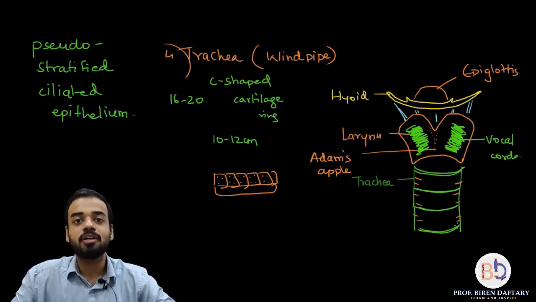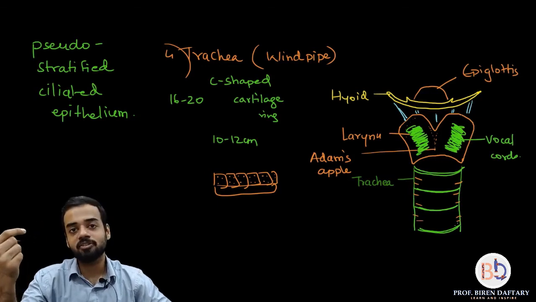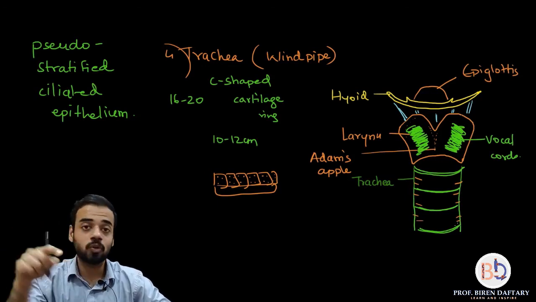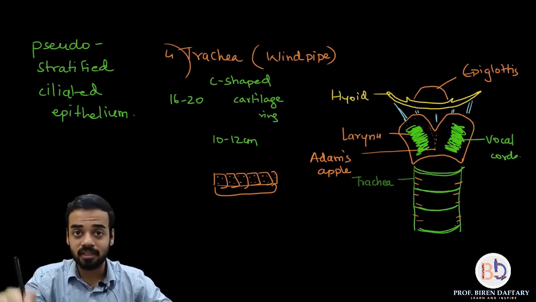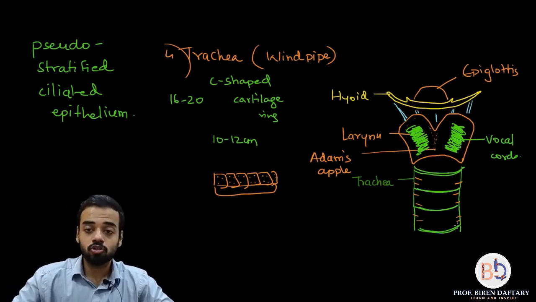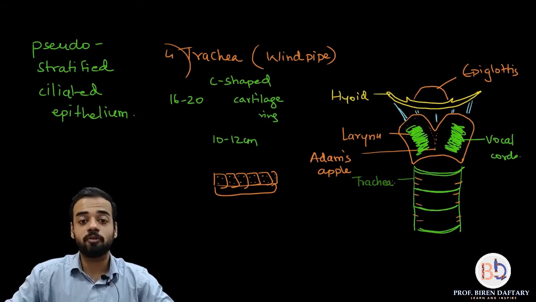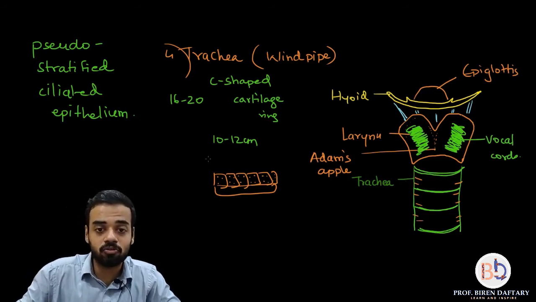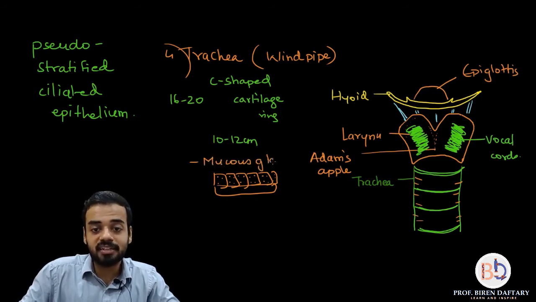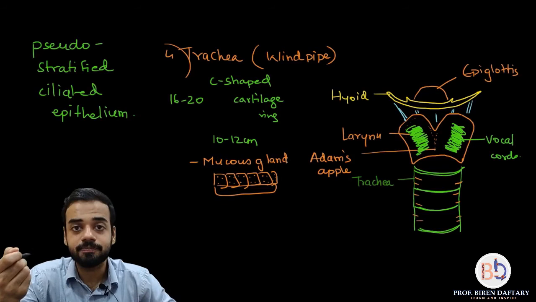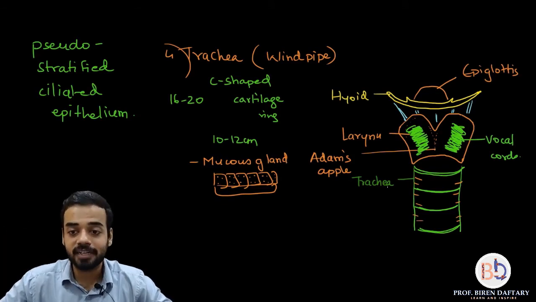Wind? No. Suppose dust particles go into the trachea. You don't want to let them enter the lungs, right? Because they will then get deposited and you will have respiratory problems. So this inner surface is made up of cilia, and it is also made up of mucus glands. Let me write it down over here. Mucus glands are also present, and mucus glands secrete mucus. Mucus is sticky, so the dust particles will get stuck over here.